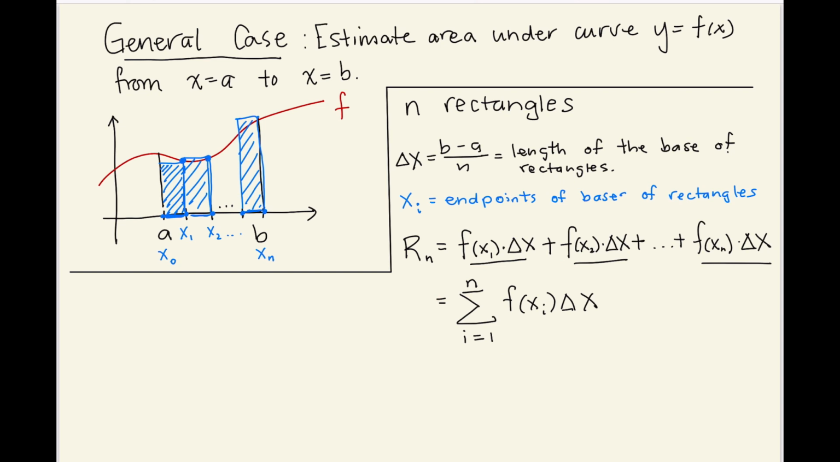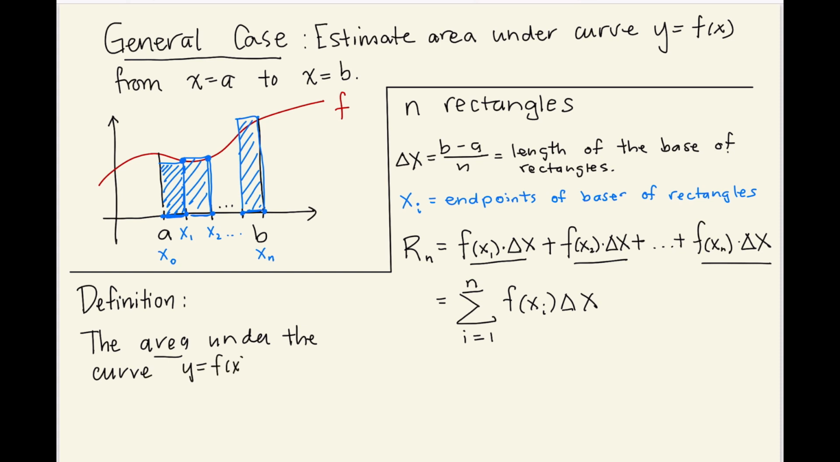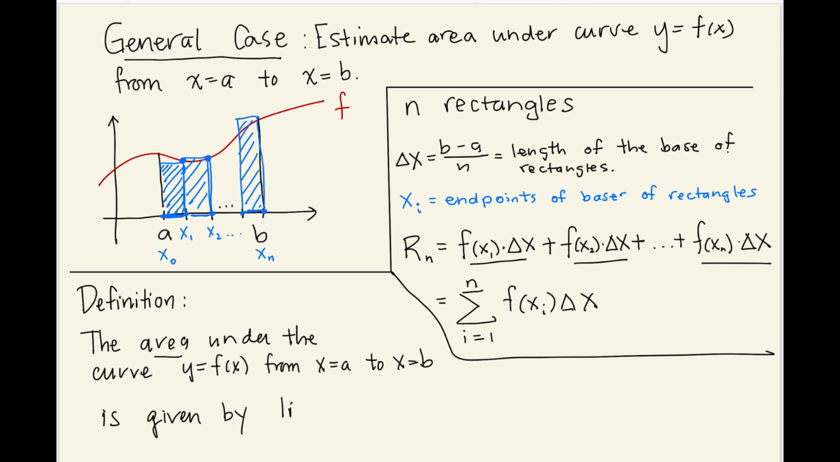So let me give you an expression for that, and we're just going to define it. The actual area under the curve y equals f of x, from x equals a to x equals b, is given by the following limit. The limit as n, the number of rectangles, approaches infinity, of our sum. And then we just have the areas of the rectangles. And that's it. So this is the area when this limit exists.